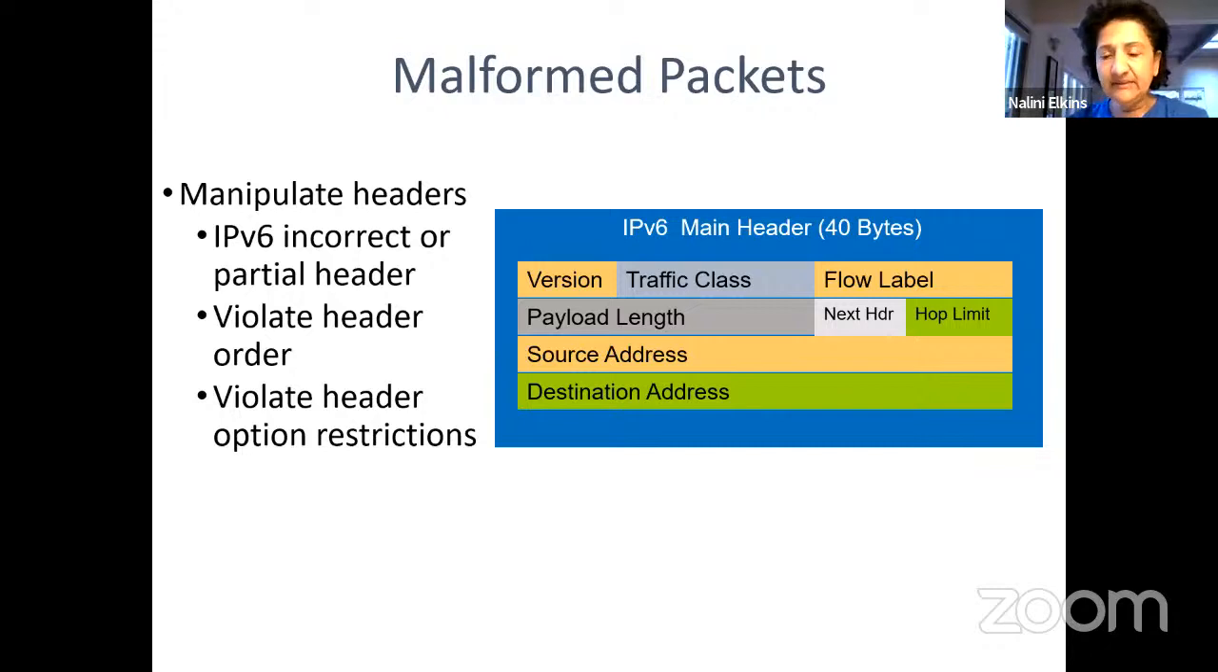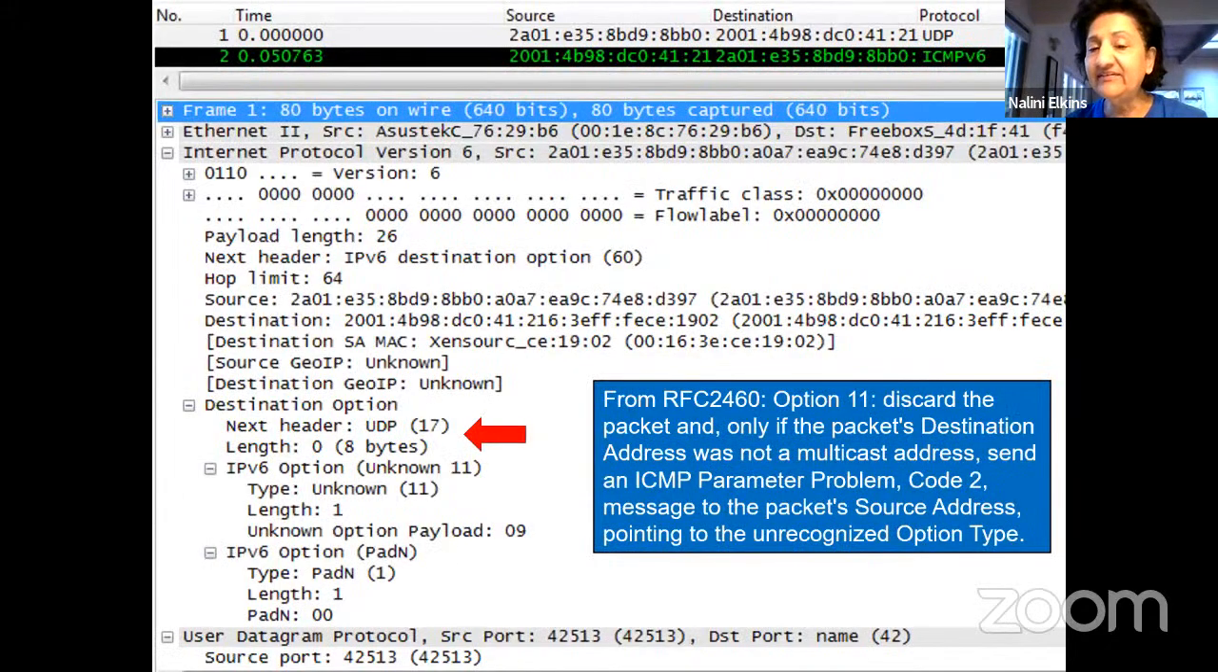So let me close by giving you some valid reasons why people block these things. It's quite easy to create malformed packets by manipulating headers. Very easy to craft packets that have incorrect or partial headers, or violate the order restrictions. And the other thing is, if you have something which does not drop packets silently, for example, this one.